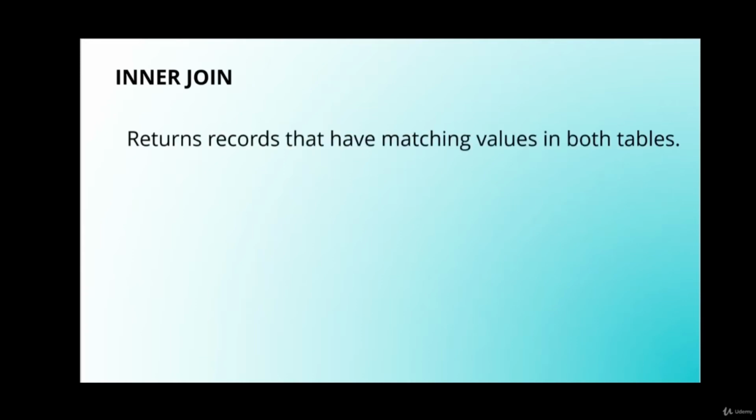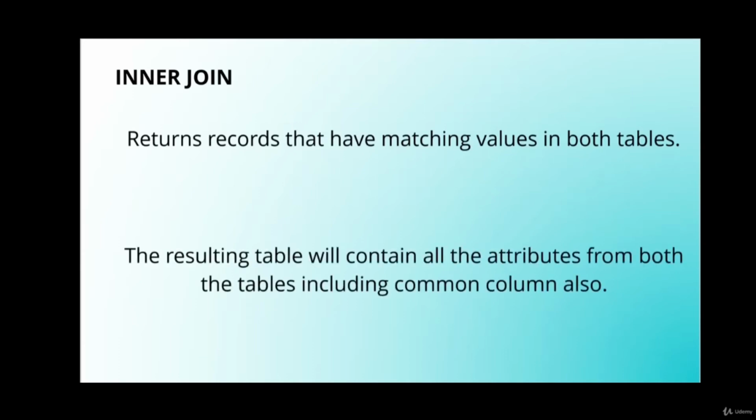Next is the inner join. Inner join returns those records that have matching values in both the tables. And the resulting table will contain the attributes from both the tables, including the common column also.